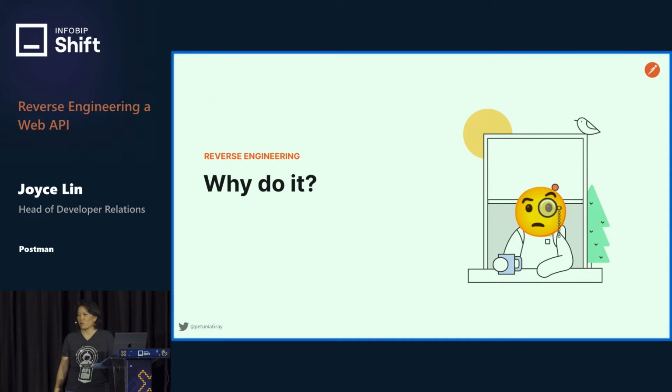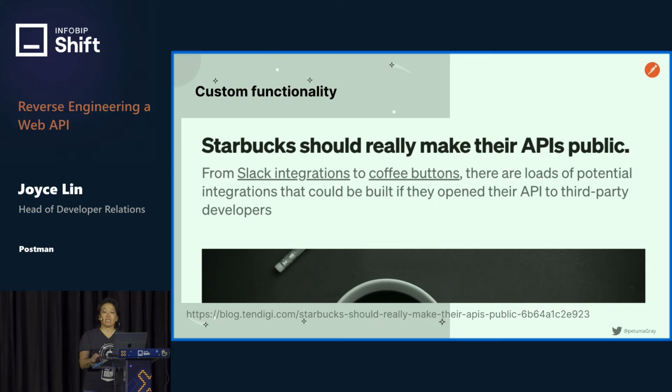why would you ever want to reverse engineer an API? So I have a couple examples here. Some people are looking for custom functionality. So this was an engineer that loved Starbucks. He wanted to make Slack integrations, coffee buttons, order Starbucks on command. But Starbucks didn't have a public API. They have a partner API, but not one where you could just sign up and play with their API. So a lot of companies don't have a public API, or they have one and it's really limited functionality. So engineers know what should be possible, and they get frustrated when the company doesn't enable that.